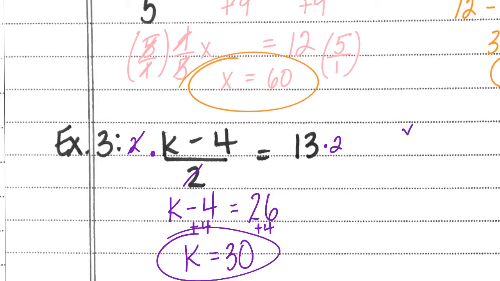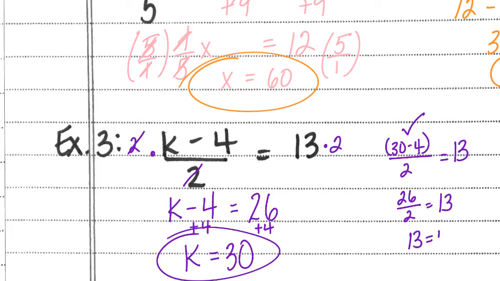Again, I'm going to encourage you to check your work. 30 minus 4 divided by 2. And just like you would solve order of operations, you would do the top first. 26 divided by 2. And 13 is equal to 13. This is my answer. k is equal to 30.